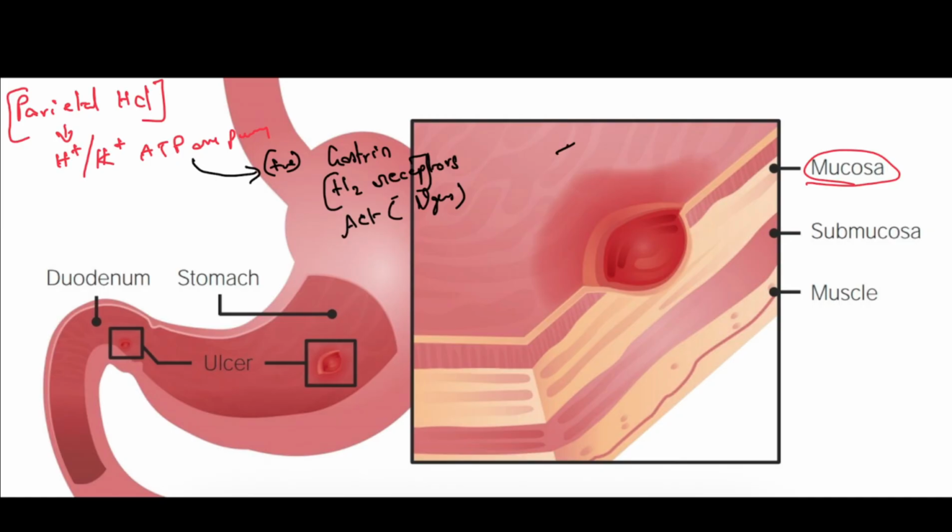And next we can see the inhibitors. Among the inhibitors, we have prostaglandin, along with somatostatin. So these are very important things.